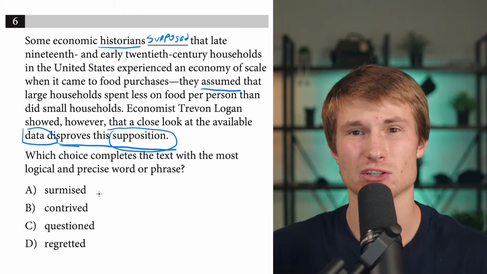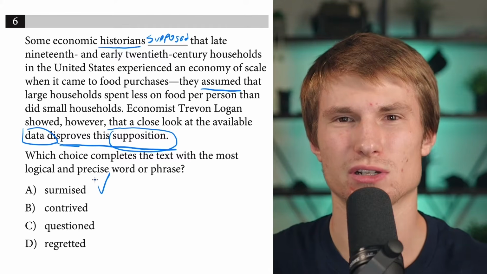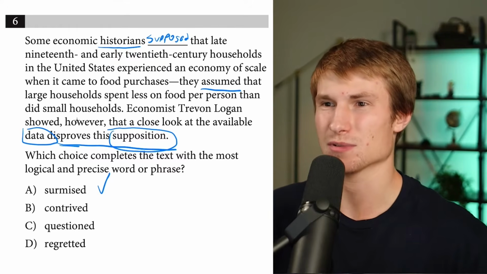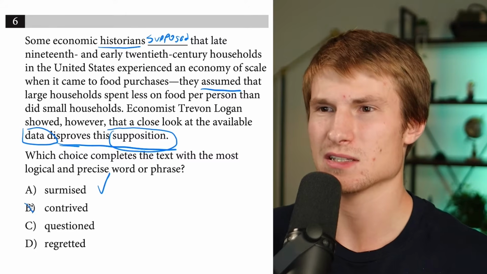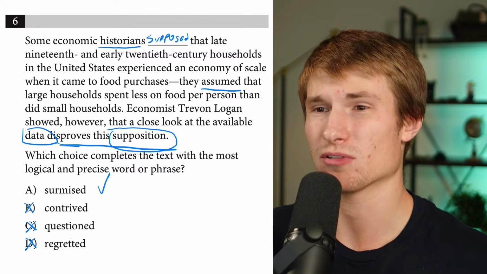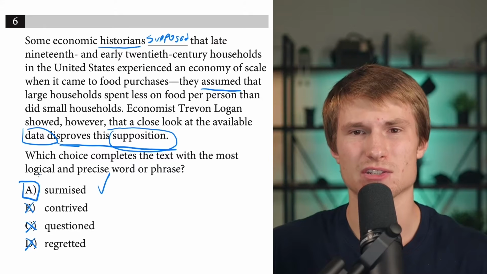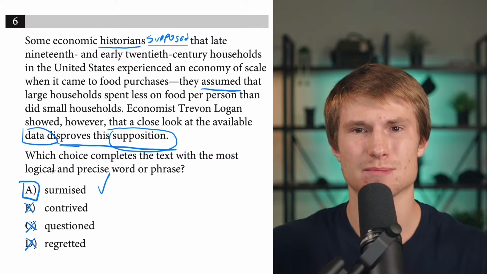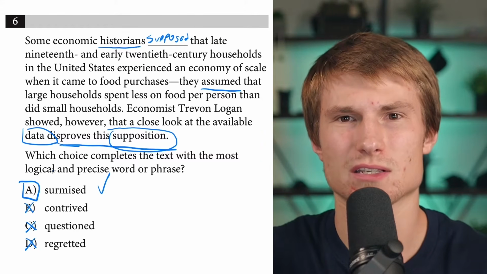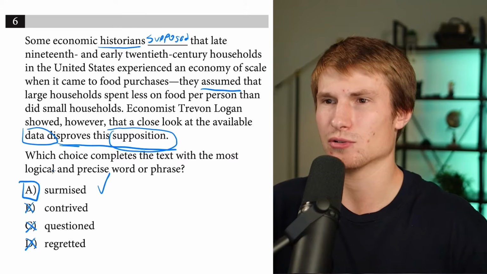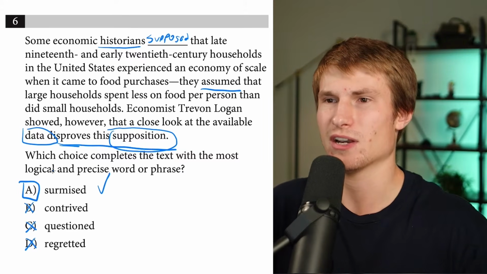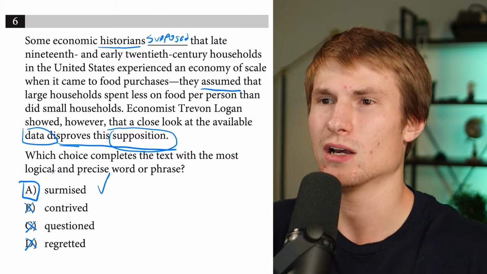We have option A, surmised. Okay, surmised is essentially to make some sort of conclusion without any sort of data to back it up. So that would make perfect sense here. If we look at B, contrived, that wouldn't really make sense here, nor would regretted. Okay, so our answer would have to be A, surmised. Okay, if you don't know the definition of surmise, essentially, if someone surmises something, they are coming to a conclusion or supporting a hypothesis, but they don't have any actual facts or evidence or data to support it.